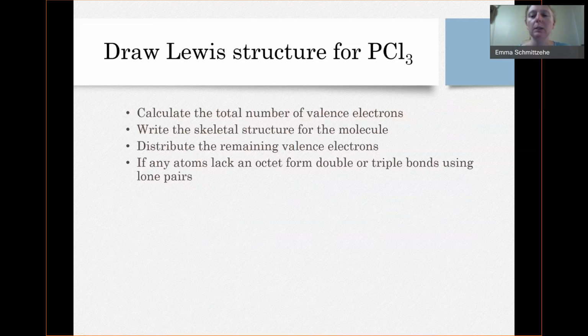Okay, so PCl3, we have 5 for phosphorus because it's in group 5. And then we have 3 chlorines, each of them is 7 because those are halogens. Okay, and so that gives us a total of 26 electrons. And then in our skeletal structure, phosphorus is going to be in the center. The formula kind of hints that to you because it's written first. And also, it's not hydrogen or oxygen or a halogen.